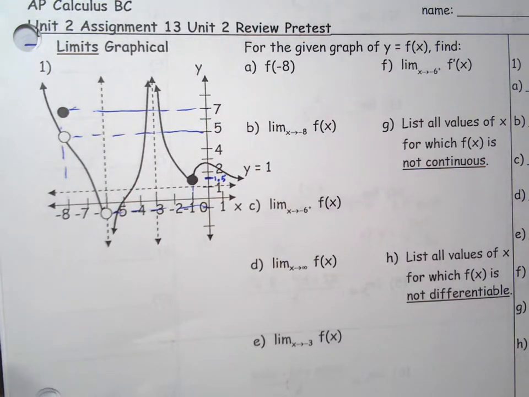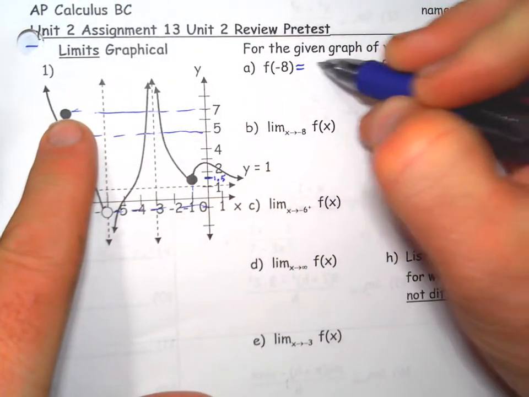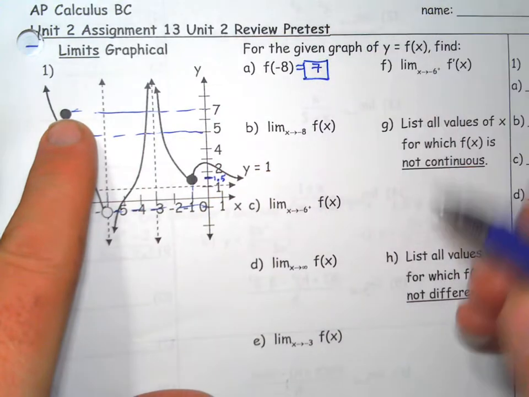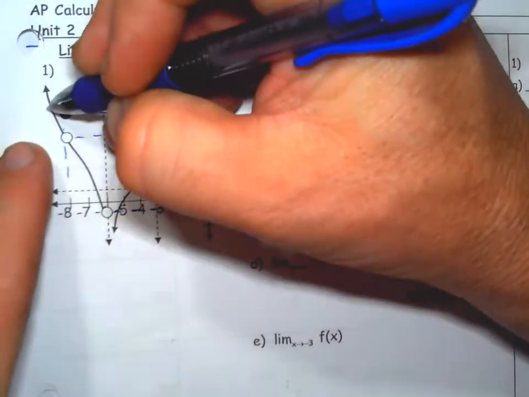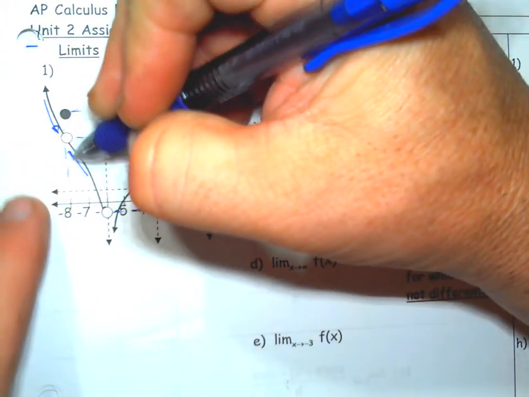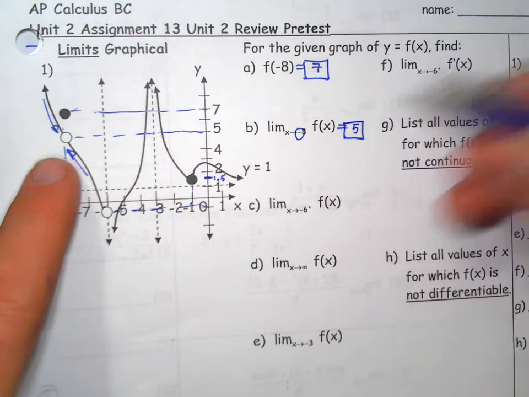What's the value of the function at -8? It is where the dot is. It is 7. What's the limit as you approach -8? Well, both sides agree, which they need to, and they both approach 5. So the left side and right side have to agree.